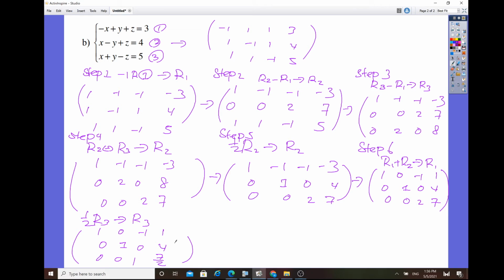And then the last piece right here, we just want to get that negative 1 to 0. So in order to do that, combine row 1 and row 3 together. So row 1 plus row 3. Combine them and then put into row 1. So 1 plus 0, that's 1. 0 plus 0, 0. Negative 1 plus 1, 0. 1 plus 7/2, 2 over 2 plus 7/2, which is 9 over 2. And then finally, we're getting to the reduced row echelon form.